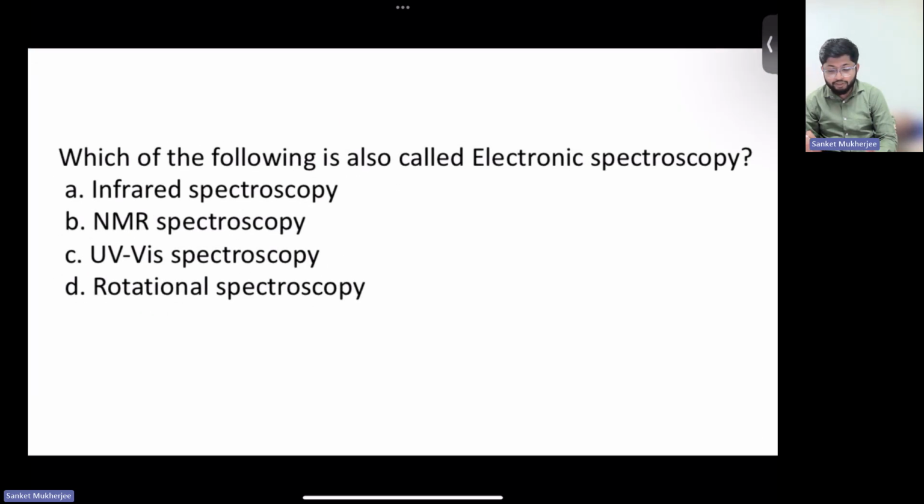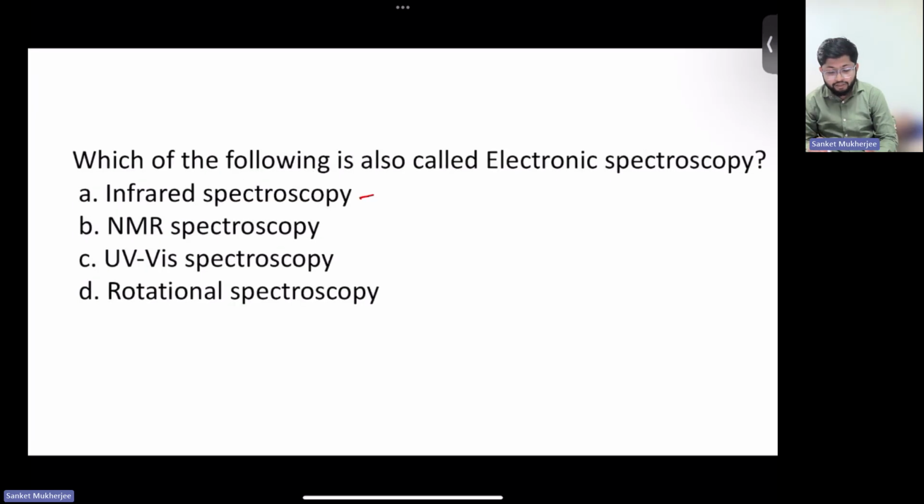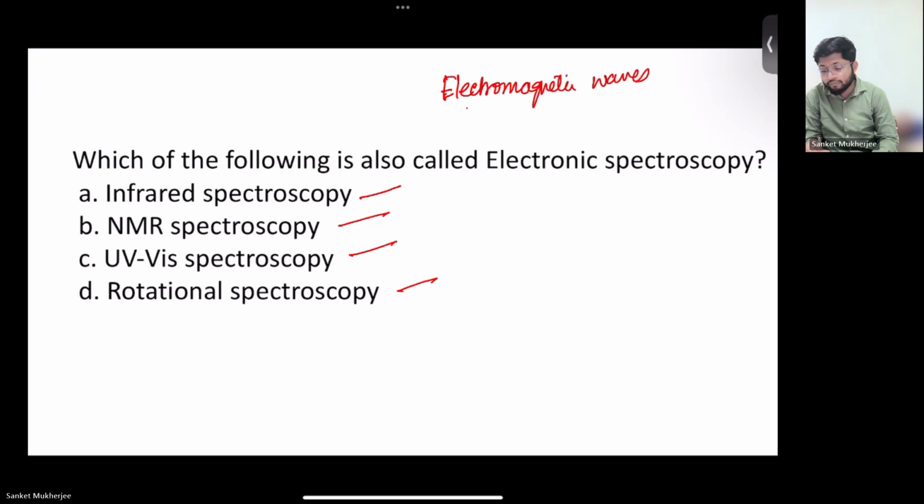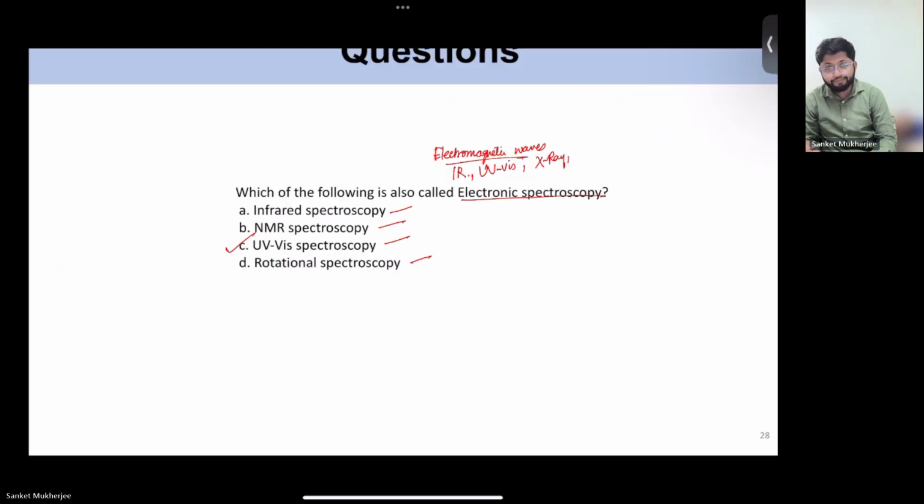Which of the following is called electronic spectroscopy? Is it the infrared, NMR, UV visible, or rotational? So this is based on the principle of electromagnetic waves. In EM waves, we have the infrared, we have the UV visible, we have X-ray, and so on. So the main spectroscopic technique is the UV visible spectroscopy.